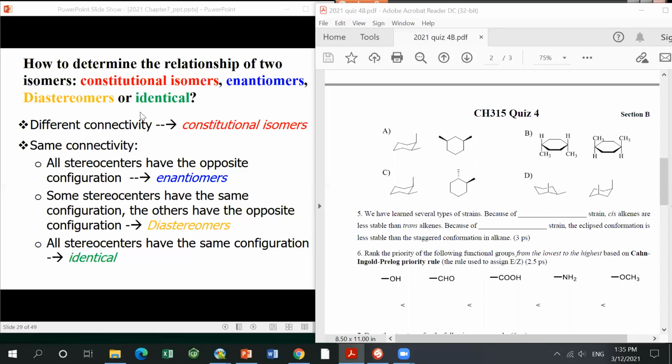So we use this one as an example. This one is actually from quiz 4. The last question asked which pair are stereoisomers. Here I just change the question and ask you what's the relationship between each pair of molecules. Anyone have some idea? What's the relationship between the two molecules in A? Are they constitutional isomers, enantiomers, diastereomers, or identical?